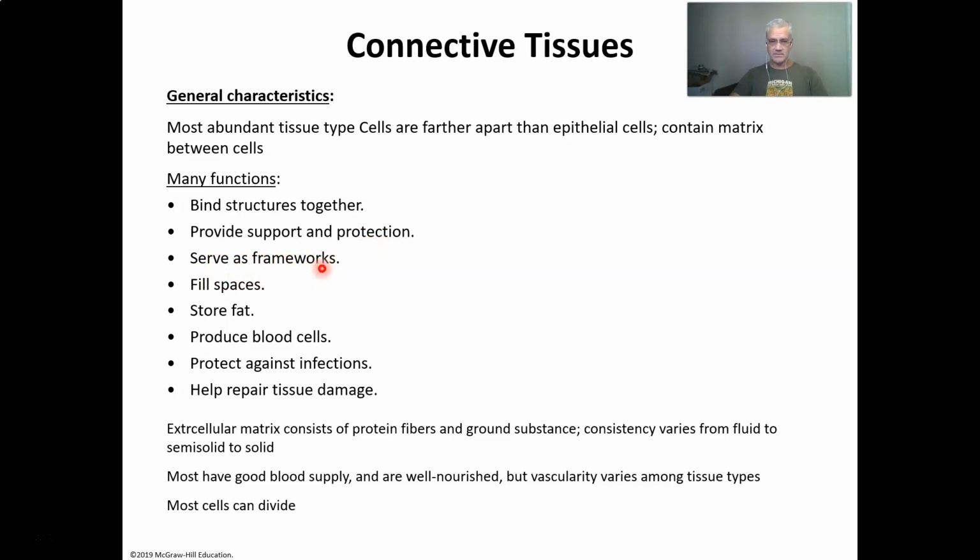Epithelial cells don't necessarily serve as a framework. They need a framework to operate on. The connective tissues provide that framework. They fill spaces, store fat, produce blood cells. Yes, the blood system, blood itself, all of the cells of blood and the contents of blood are considered part of the connective tissues. So if I show you a slide of red blood cells and I say, name the tissue type, I am not interested that you say, oh, these are red blood cells. I don't care. I asked you about the tissue type. The tissue type is connective tissue.